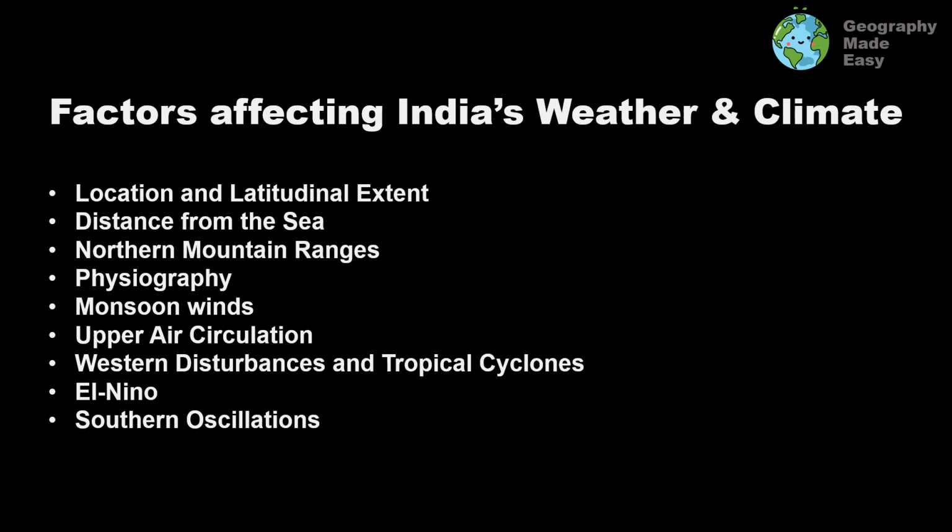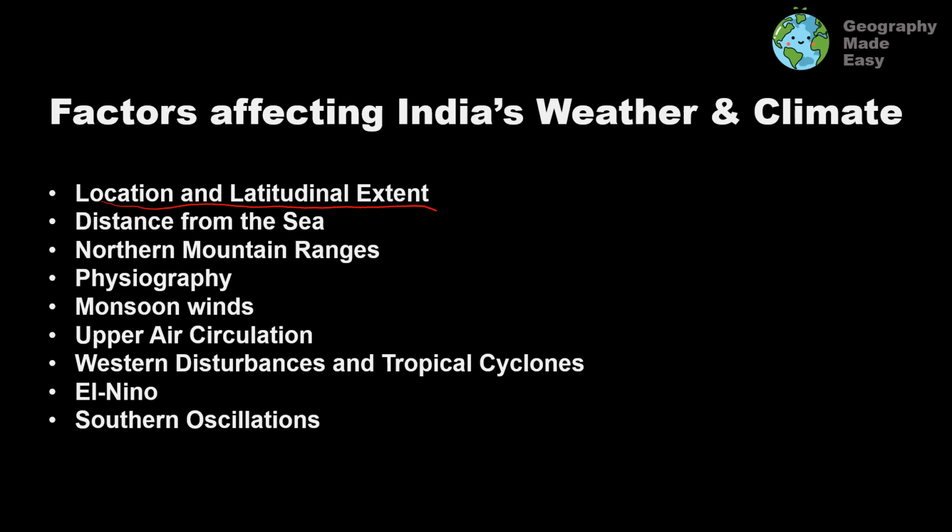The southern part of the country is closer to the equator and it experiences very high temperatures throughout the year. The northern part, on the other hand, lies in the warm temperate zone. And because of the presence of lofty mountains and sea, the climate of the northern part of India gets modified. So the vast latitudinal and longitudinal extent of the country has a major impact on the climate of the country.